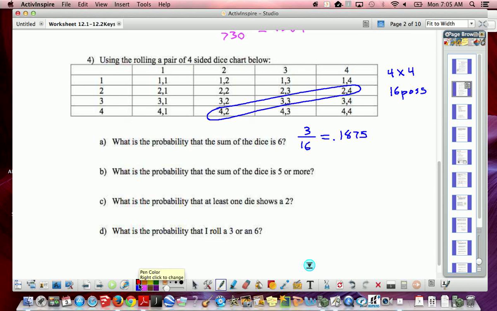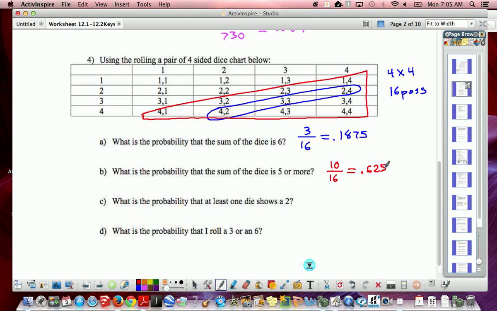Question B says, what is the probability that the sum of the dice is 5 or more? So now if I look at all my 5s or more, you'll see that it's this whole area right here. It's kind of this triangle of our diagram, because this is 5, 6, 7, 8, 5, 6, 7, 5, 6, and 5. So we count all those up. If you take a look at 4 plus 3 plus 2 plus 1, I have 10 out of 16 possibilities, which is 0.625.